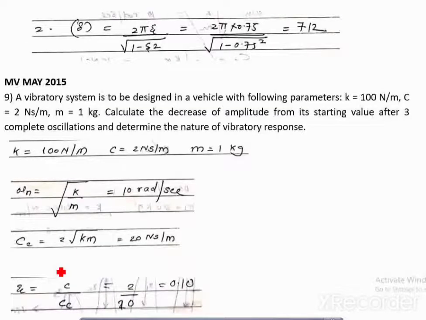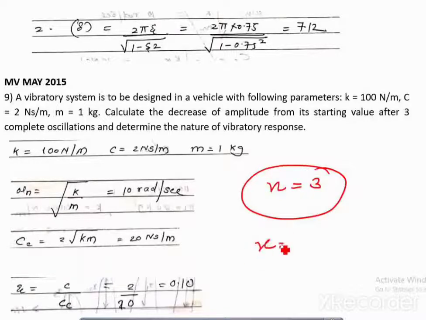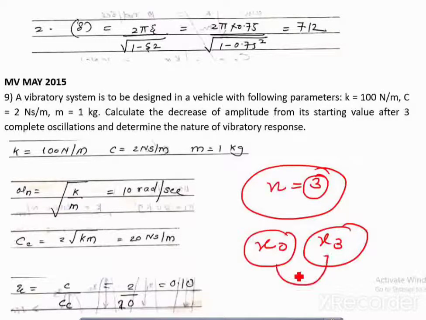Now once you find zeta, what have they asked? I will move backward. Calculate the decrease of amplitude from its starting value after 3 complete oscillations. What does that mean? N is equal to 3. They are saying that there are 3 oscillations, N is equal to 3. And starting value means the x0, the initial amplitude, and x3 is, let us say, the final amplitude after 3 oscillations. So you have to find the relation between x0 and x3.